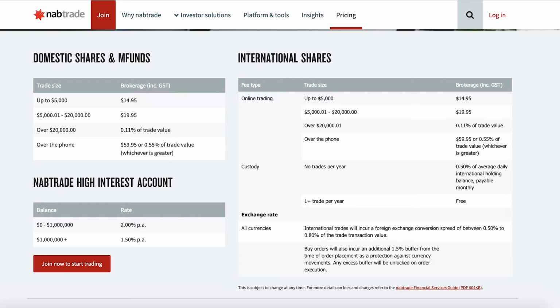0.11%. So that's actually lower than CommSec in terms of brokerage on the higher end. On the lower end, it's pretty similar, but on the higher end, when you're investing more than $20,000 at a time, it is a little bit cheaper. However, of course, there's a however, there always is with these companies. They charge a little bit more on the foreign exchange. So CommSec charged 0.6% on the FX fee, and NAB says they charge somewhere between 0.5 and 0.8.